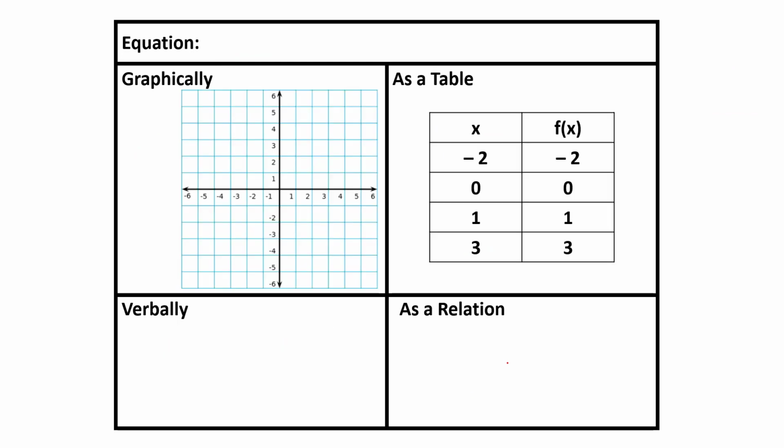All right. Well, this time I was given a table. Interesting. So we have -2, -2. Come back 2, down 2. We have 0, 0. We have 1, 1. We have 3, 3. All right. We've now made a line.